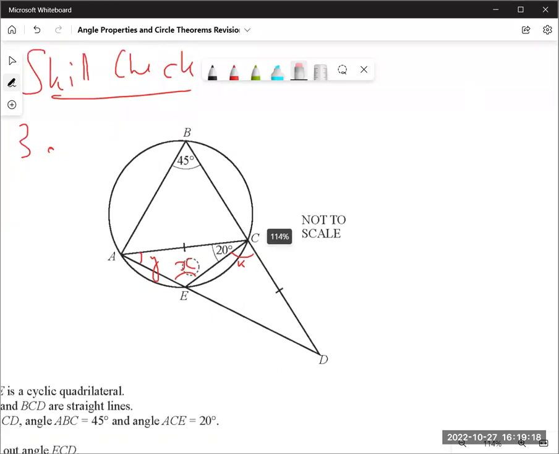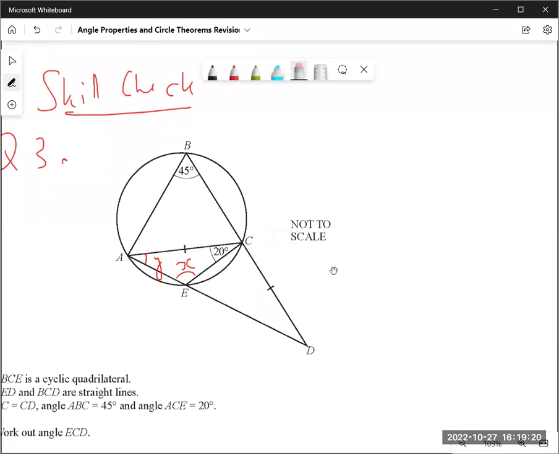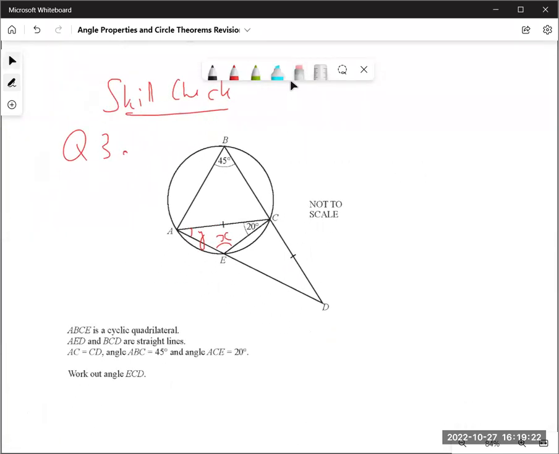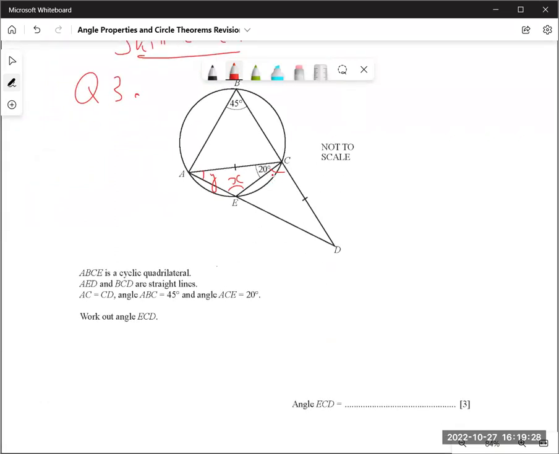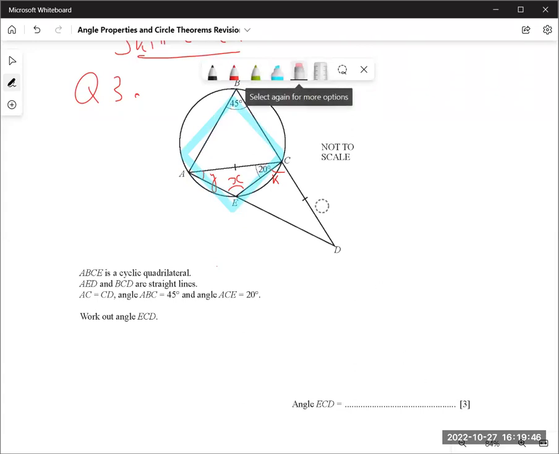Yes, sir. How do I find X? It's equal to 45 degrees. Well, it's not equal to 45, no. If I look at this shape right here, what kind of shape is that? Najla, tell me. Cyclic quadrilateral.